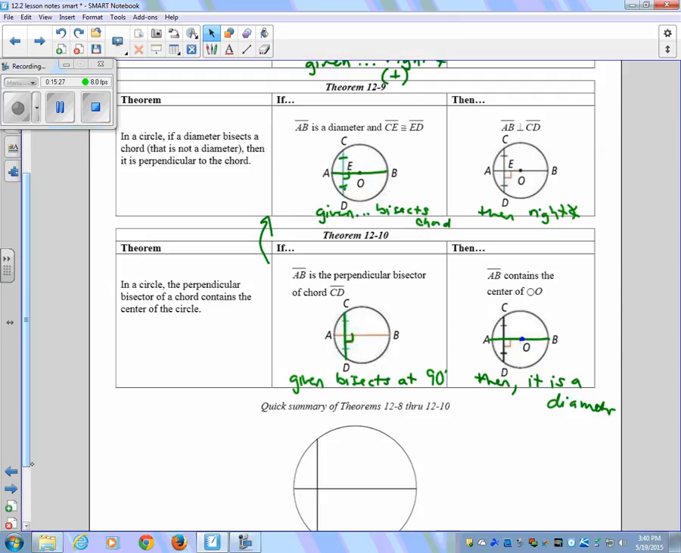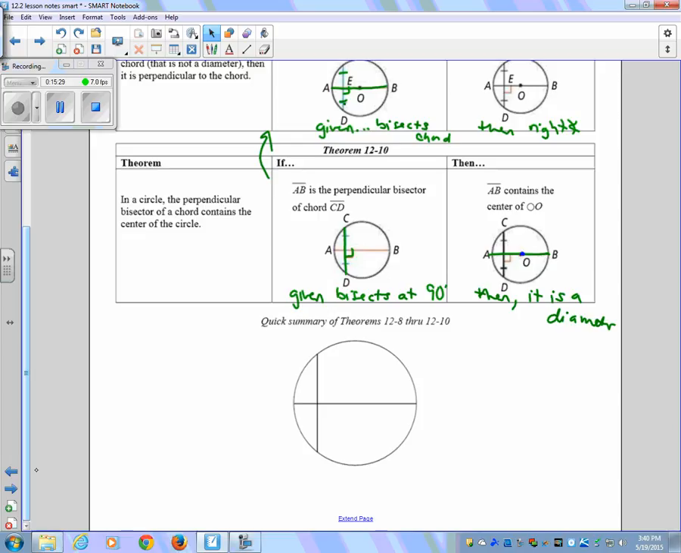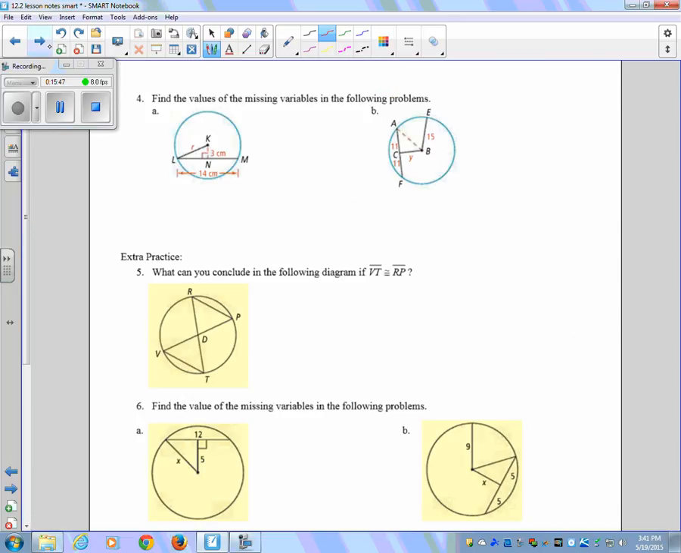Okay, quick summary of these theorems. Basically, when you have this situation that's drawn here, you know these are congruent if this is a right angle and it goes through the center. And the arcs are congruent too. So that is a quick diagram that summarizes all three of those. All right, find the values of the missing variables in the following problems. We are going to apply all of these things here.